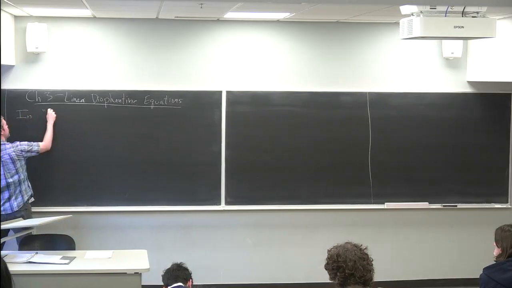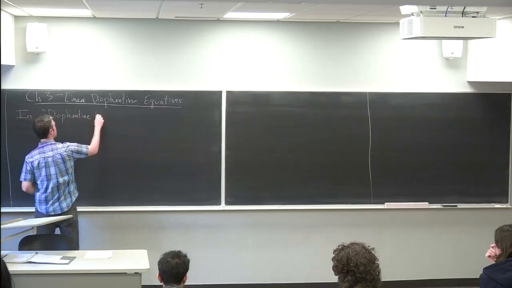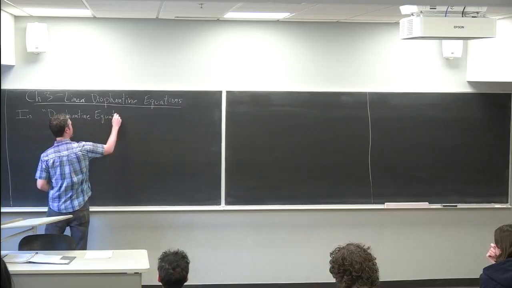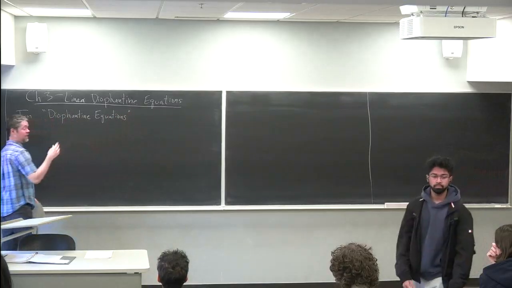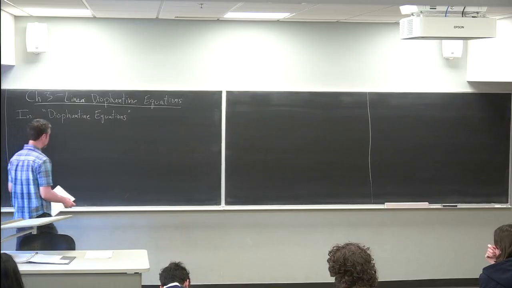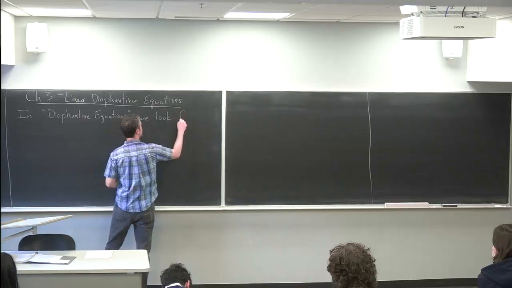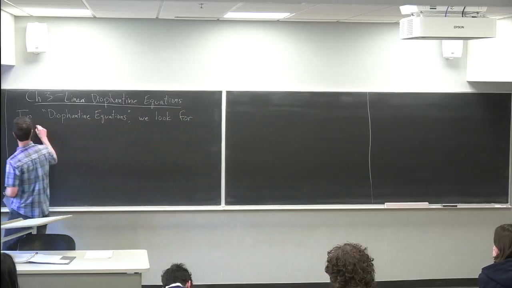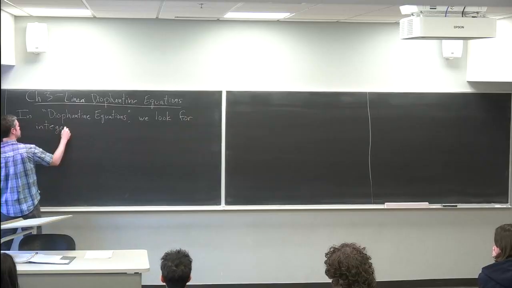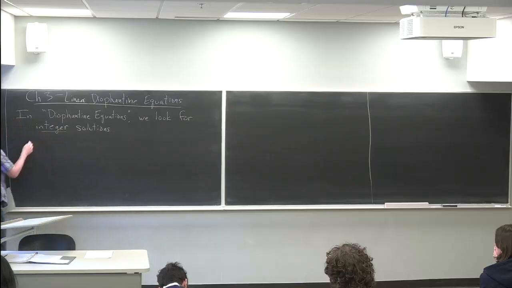So when people talk about solving Diophantine equations, the equations themselves will just look like any other equations you might have seen, but the idea here is the solutions that you're looking for are supposed to be integers. So the point here is we look for integer solutions, as opposed to just solutions that are maybe real numbers or something else.